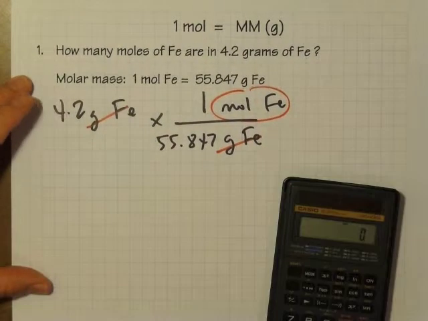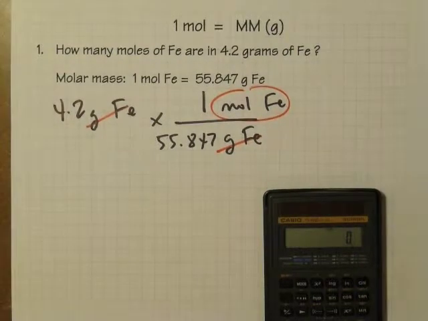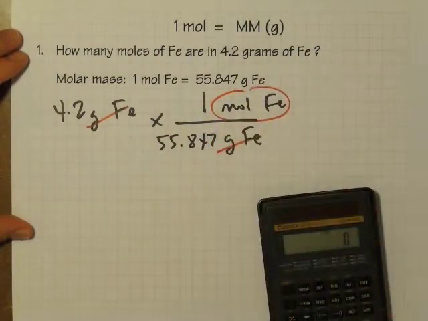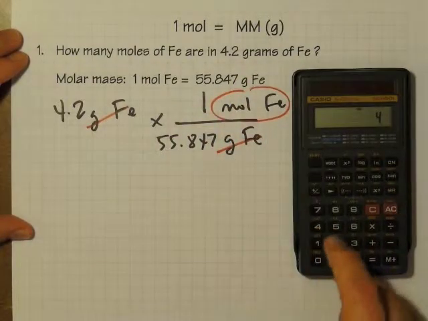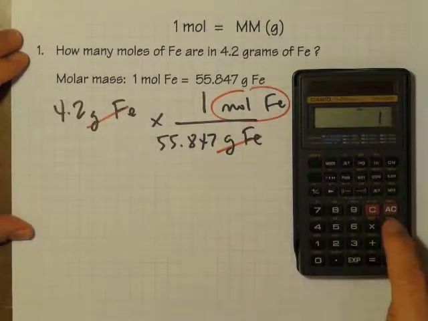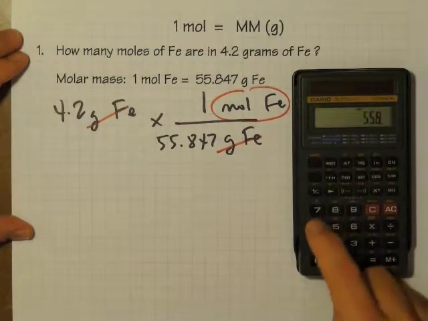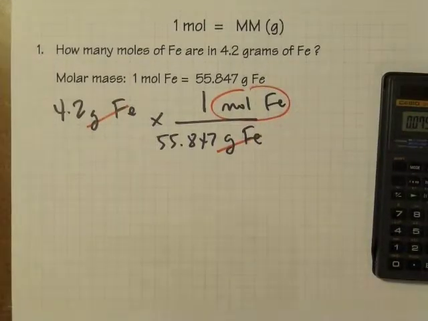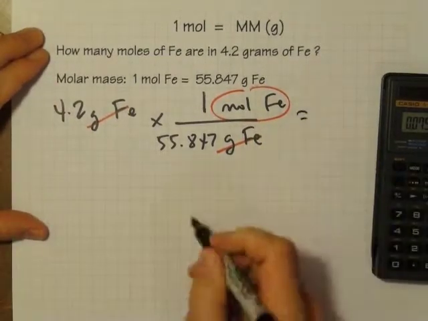Now I can do the math. Since I'm using measured quantities, I have to use significant figures rounding rules. When I multiply across the top and divide by the bottom, 4.2 times 1 divided by 55.847, the calculator is going to give me a whole bunch of digits. Now I can't keep all of these digits. Let me just write them down.